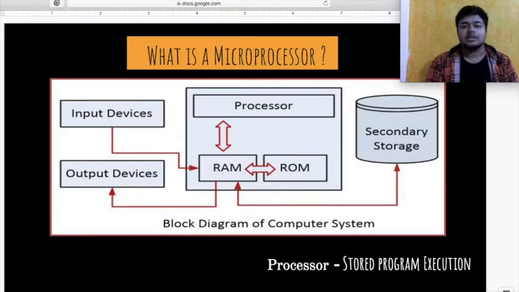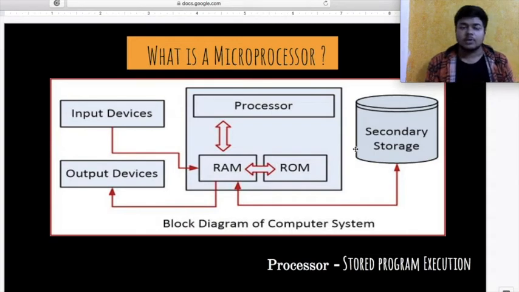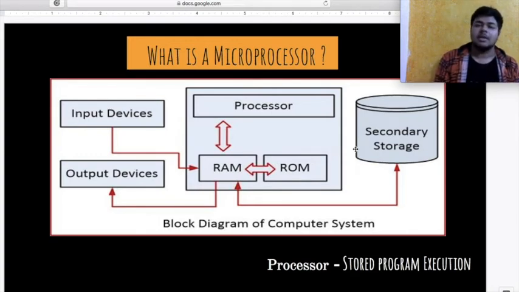So first we will discuss what a microprocessor is. This is a block diagram of a computer system. It mainly consists of three parts: input-output devices, the memory, and the processor. Input devices are used to give input to the computer, and output devices are used to get output from the computer. Input devices are like mouse, keyboard, and output devices are like printer, monitor, speakers, and many more.